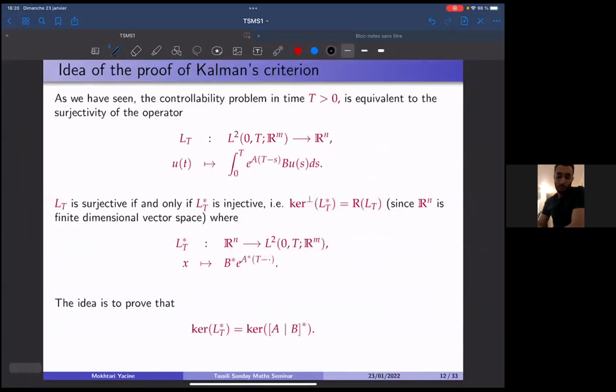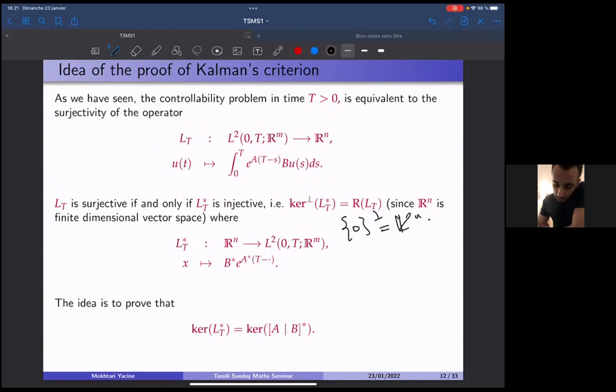Okay, so what is the idea of the proof of the Kalman criterion? As we have seen, the controllability equation is equivalent to proving that this operator is onto, or surjective. And in the finite dimensional case, we know that LT is surjective if and only if its adjoint is injective. That means that if we can prove that the kernel of the adjoint of LT is reduced to 0, then the 0 orthogonal is exactly R^n, and we are done here.